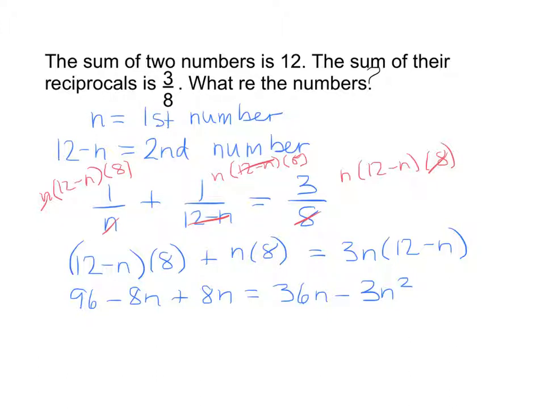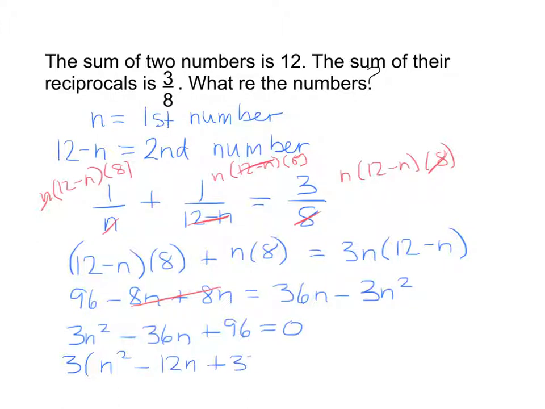So I'm going to take the stuff on the right and move it over to the left so that the squared term is positive. I don't like having my lead coefficient negative. So I'll add 3n squared, and I'll subtract 36n. Negative 8n and positive 8n cancel each other out. Plus 96 equals 0. So to solve it, we factor, take out a 3. n squared minus 12n plus 32.